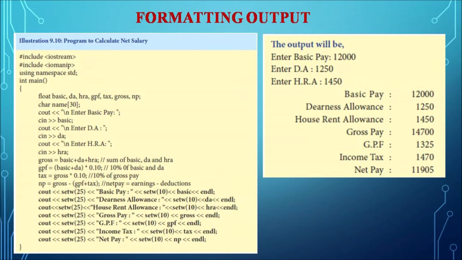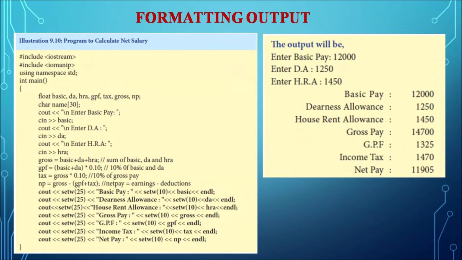All these calculations, the PF, tax and the net pay, will be calculated. Now we are going to print this output with the help of the manipulators. The first one is setw(25). It gives 25 characters of blank space. You can see in the output that rather than starting at the beginning of the line, the basic pay text moves after 25 spaces. That is the main purpose of giving this setw.